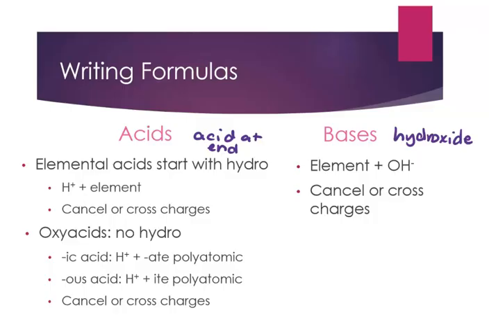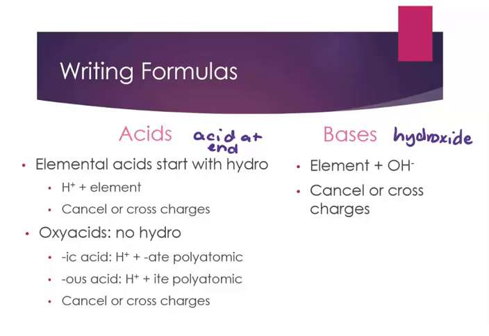Or if it doesn't end in the word acid, then it has to be a base, because currently we're just looking at acids and bases. So when we write formulas, acids and bases are treated as ionic compounds because they break apart into ions when we put them into solution. This means that we need to use the rules of ionic compounds to write the formulas of our acids and bases. So acids are always going to start with an H+.